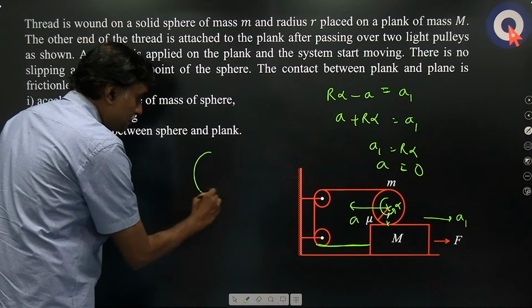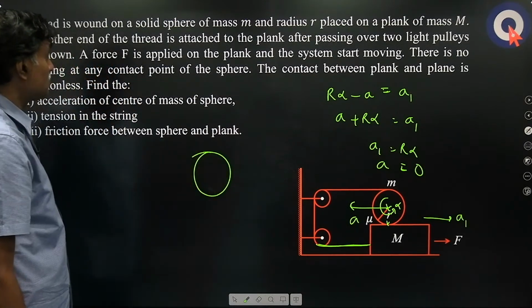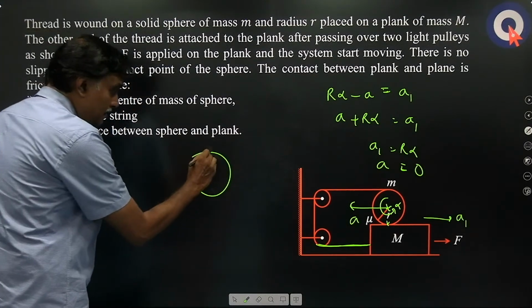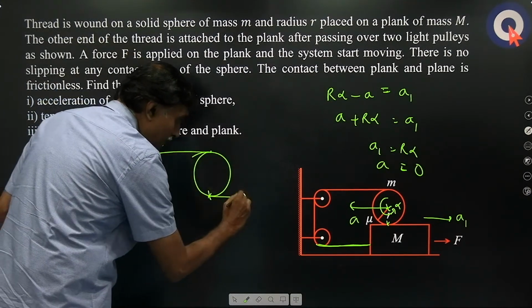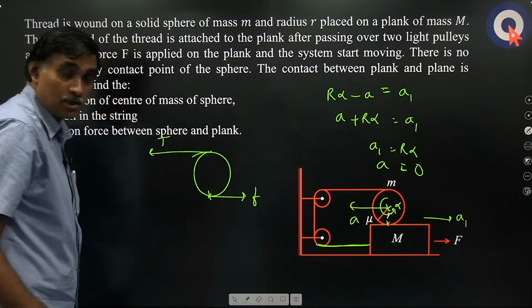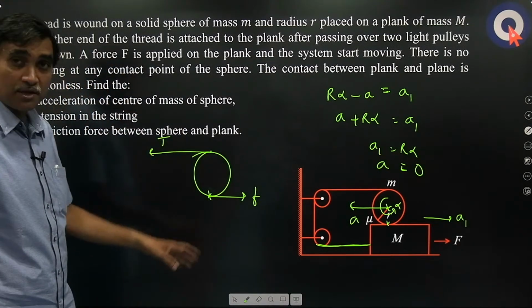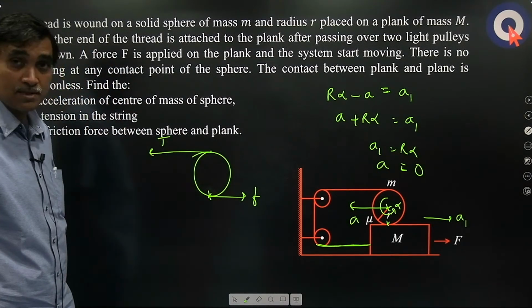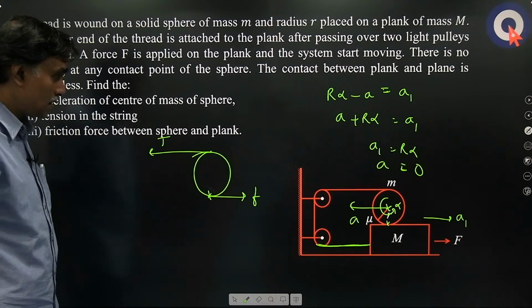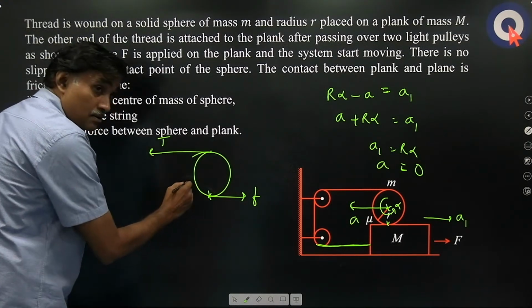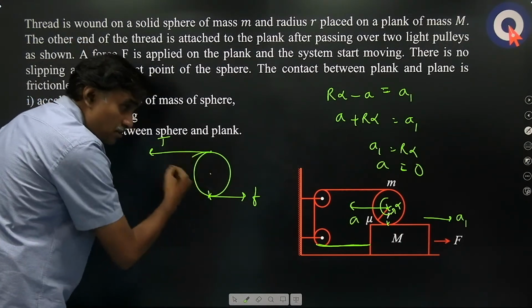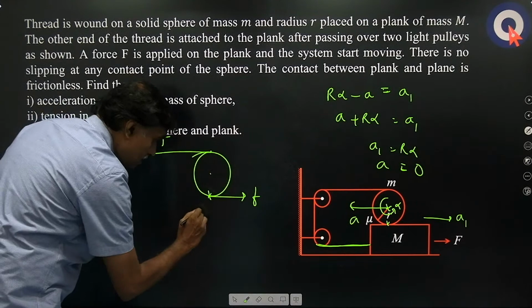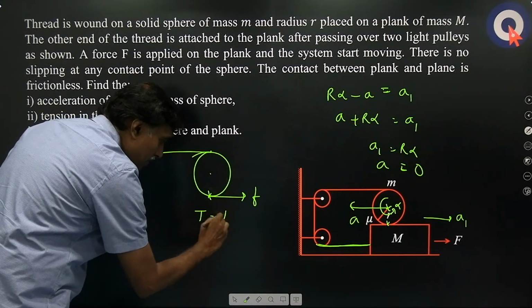So on this solid sphere, what are the forces acting? Tension in this direction. And frictional force is small f, towards right. It is static friction. How much it acts is small f, towards right. Then what is the force equation? Acceleration of center of mass is 0 we have got. So net force has to be 0 in the horizontal direction. So T minus F is equal to 0 or T equal to F.